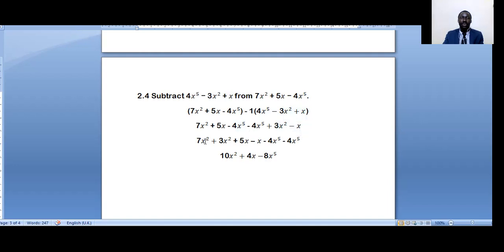Then the next step is to group or collect like terms. And when we collect like terms, what we get is going to be 7x squared plus 3x squared, then also 5x minus x, then minus 4x raised to power 5 minus 4x raised to power 5, which simplifies to this. And this becomes the final answer to the question. And yes, this is where we stop.